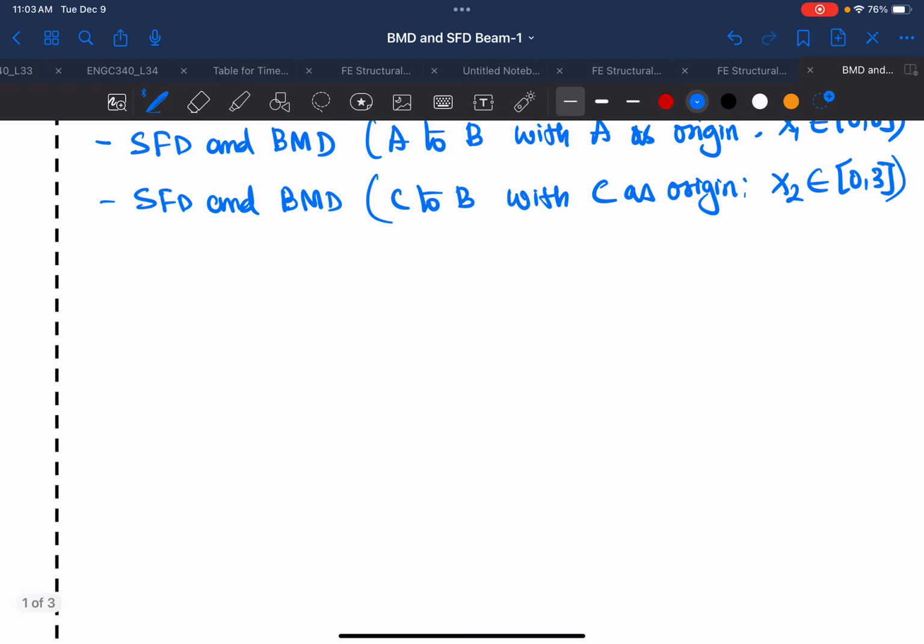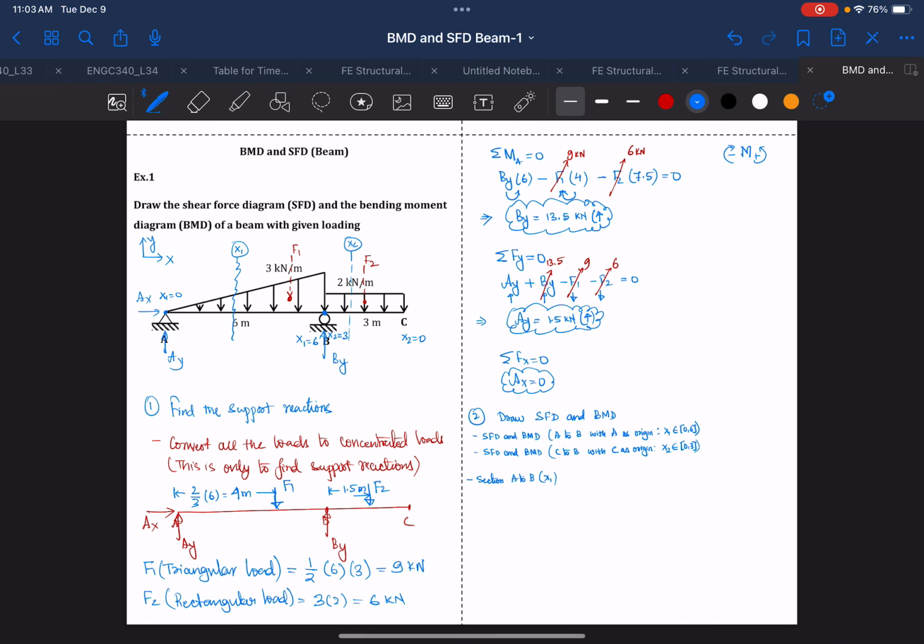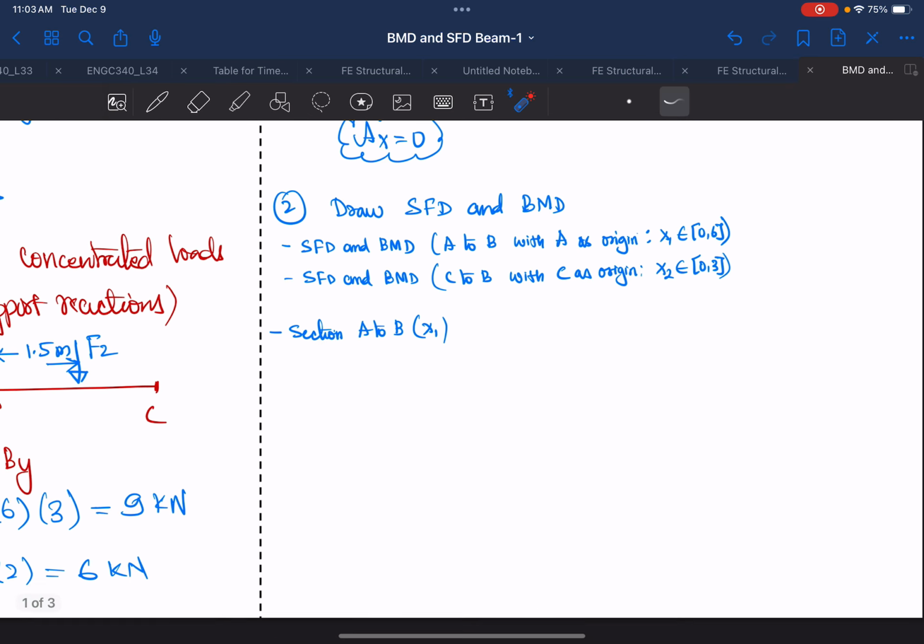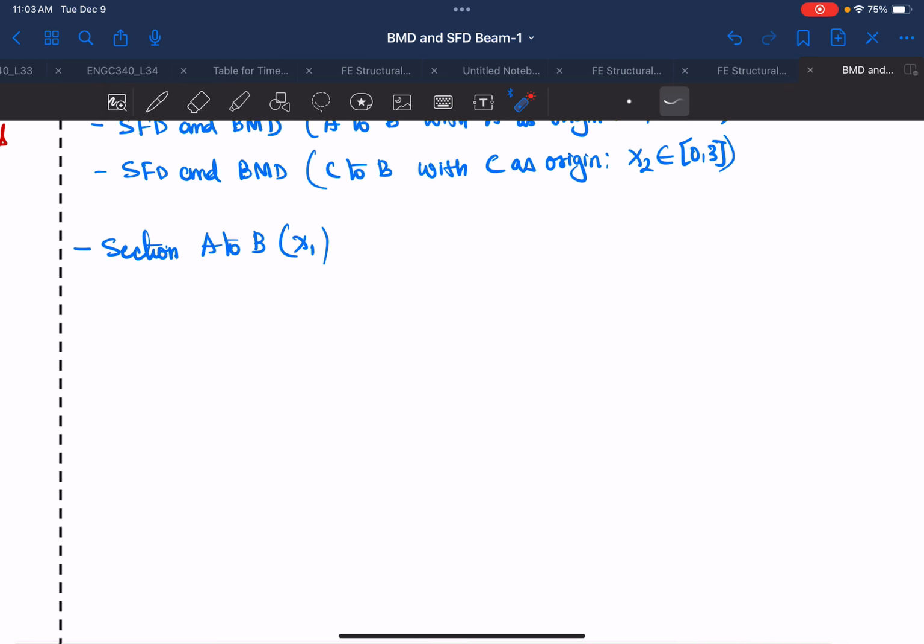Okay, so now we'll take the section from A to B, which is your x1. That means we'll cut the section and take the left side because our origin is from here. You can also take the right side and there's no problem, but one of the skills of being an engineer is knowing how to solve the problem the easiest or simplest way.